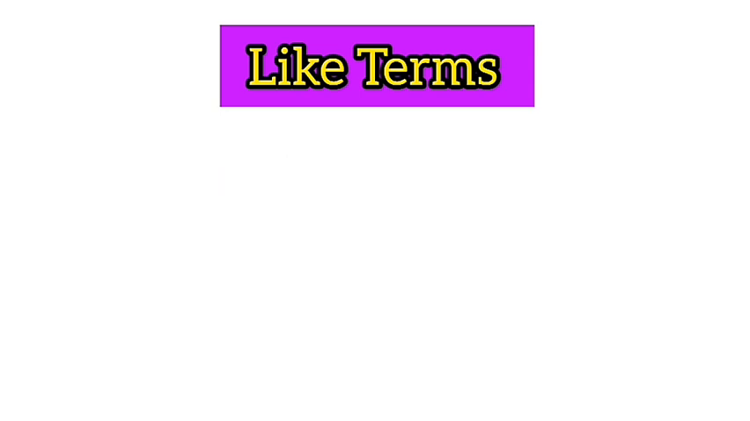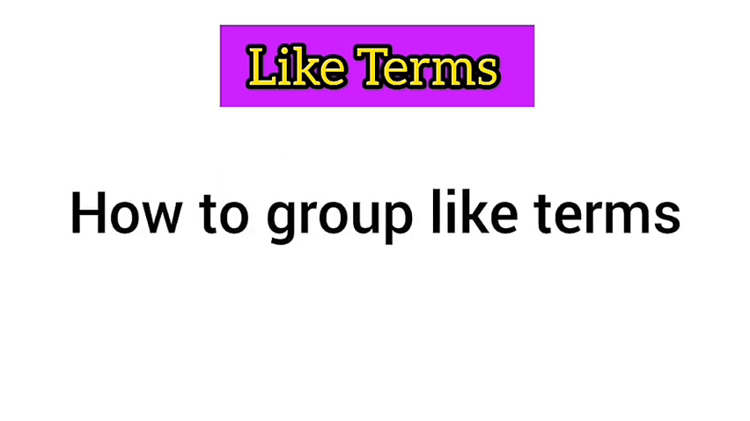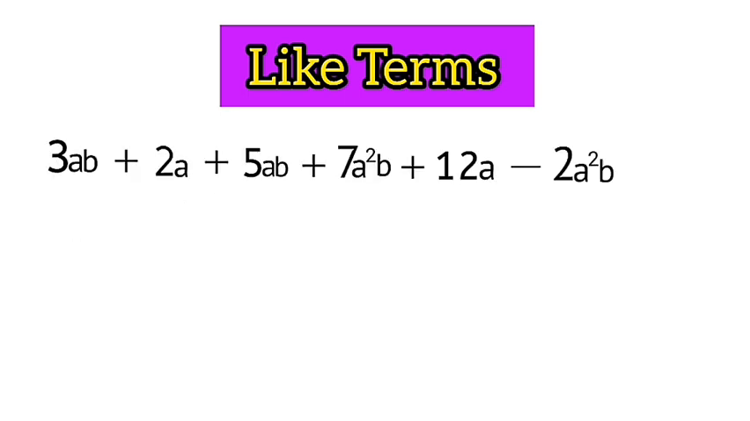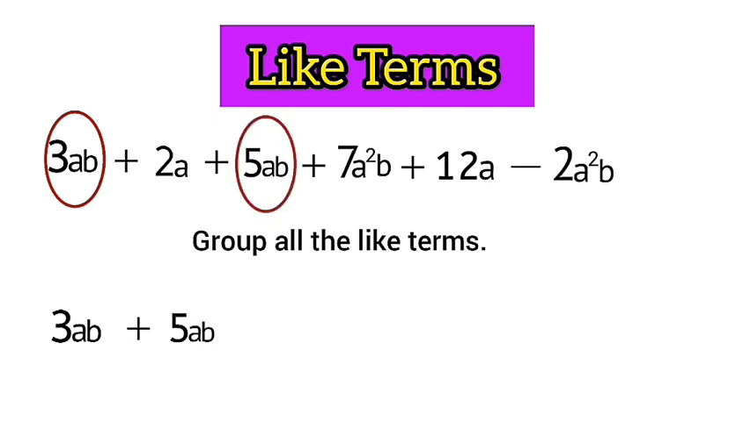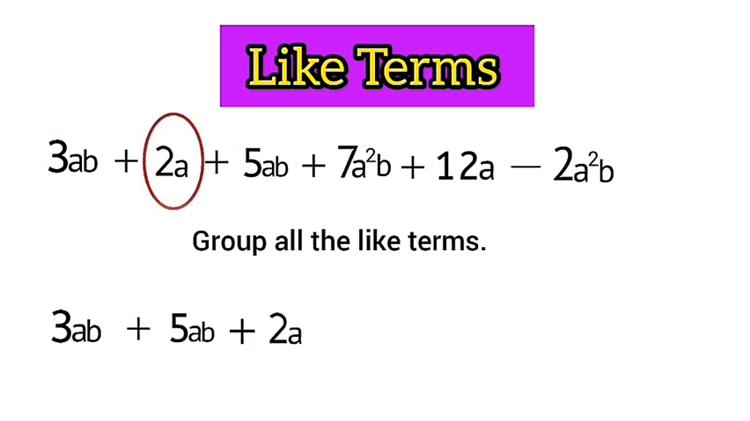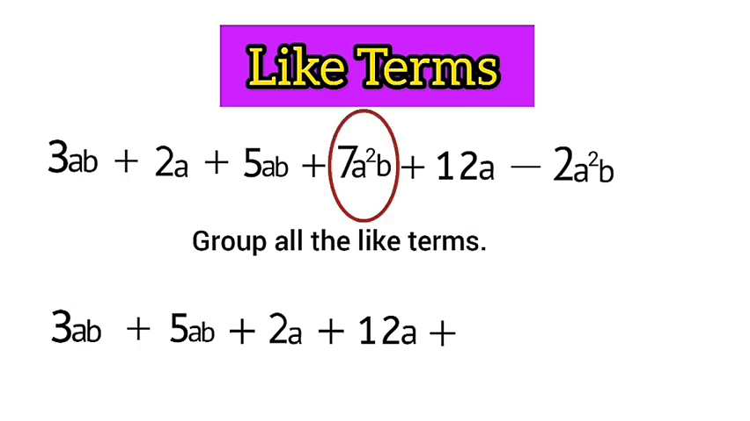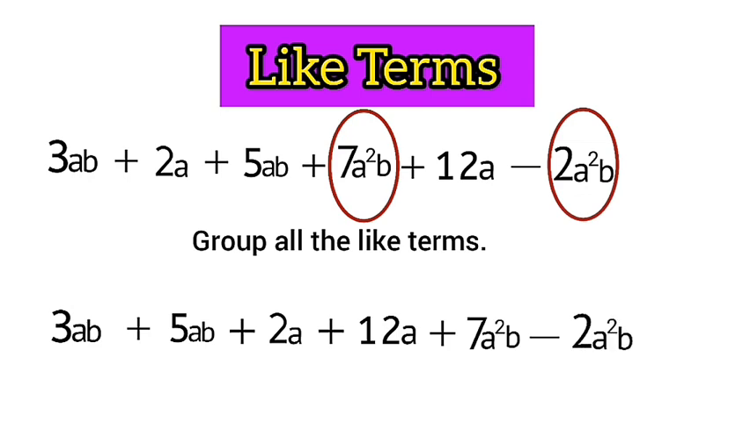Let me show you how to group like terms. Now take this expression. Let's group the like terms in the expression. Please, in this example, we will not simplify, but rather we are just going to group the like terms. So the like terms are 3ab and 5ab. They are like terms. Also, 2a and 12a are like terms. Then finally, 7a^2b and 2a^2b are also like terms.